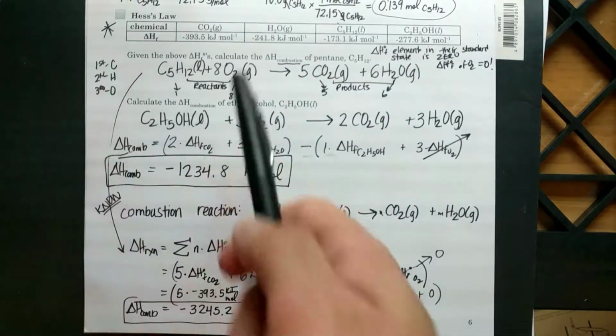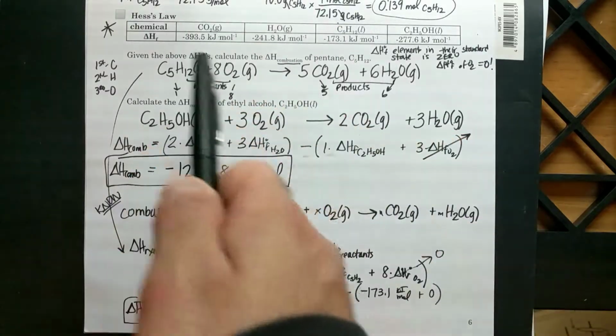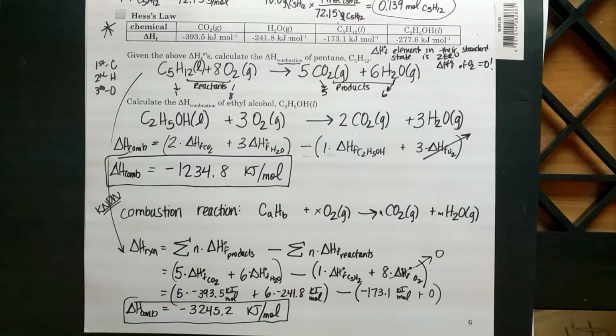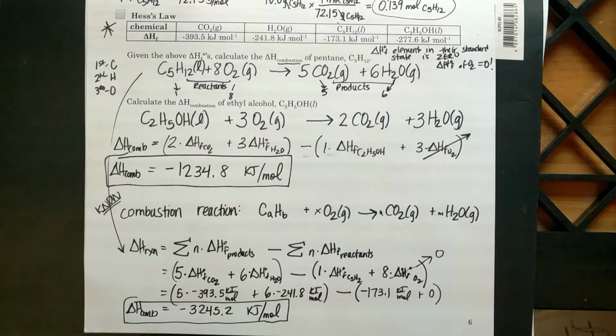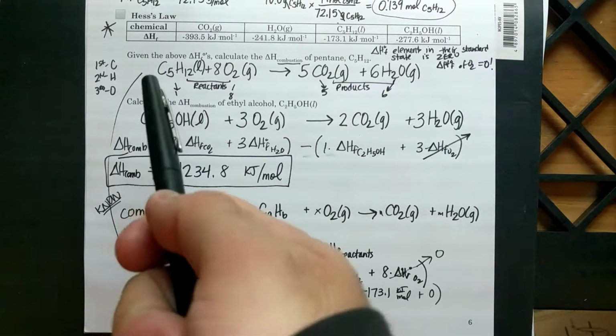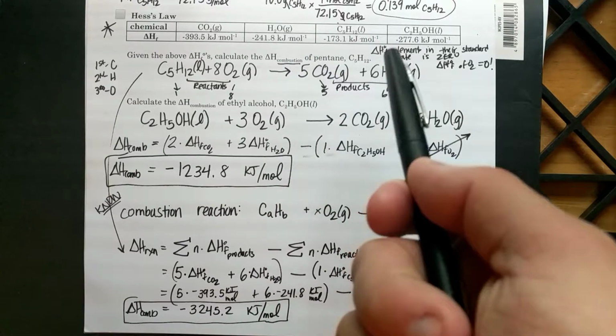So Hess's Law gives you these delta H's of formation. These are known quantities. These are things that are going to be given to you or something that you could solve for given enough information. So I could use these to solve for the delta H of any reaction. So given the above delta H's of formation, calculate the delta H of combustion of pentane.